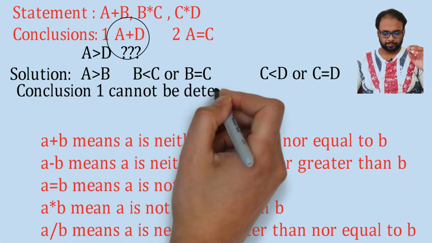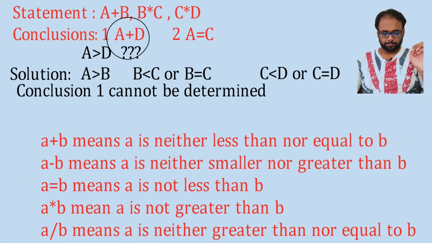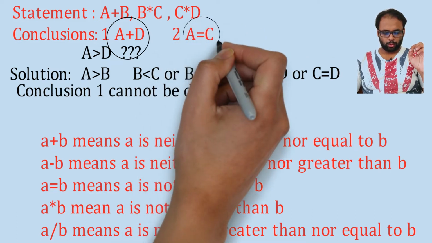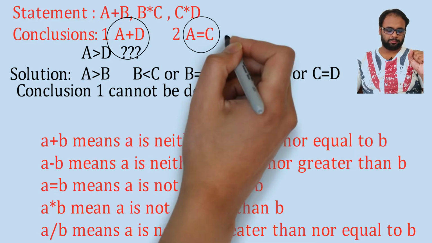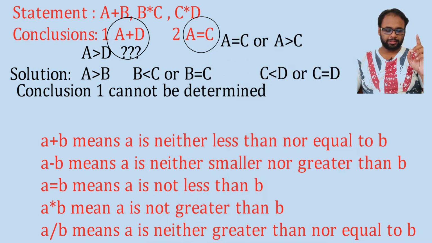Let's see conclusion 2, which is A is equal to C. What does equal to mean? It means that A is not less than C, which means A is either equal to C or greater than C. Can we say that based on the statements? In the statements A is greater than B, but B is either smaller than C or equal to C.